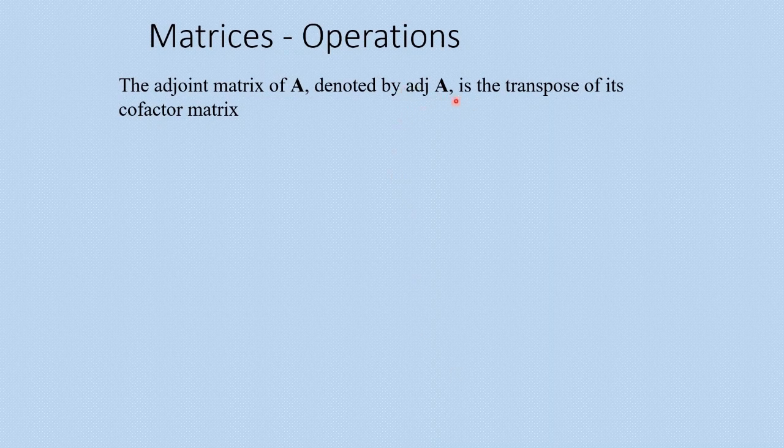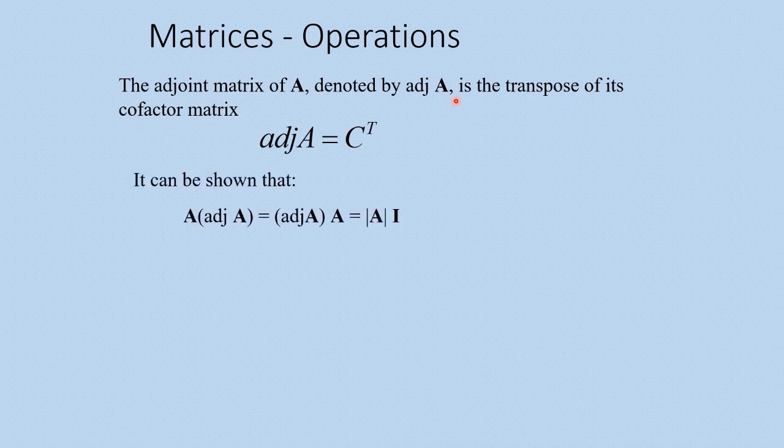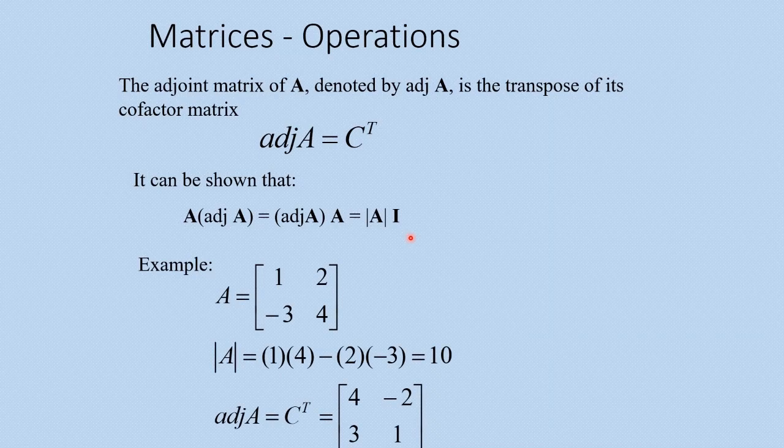Adjoint matrix of A, denoted by adj A, is the transpose of its cofactor matrix. adj A is equal to C transpose. It can be shown that A times adjoint matrix A is equal to adjoint matrix A times A, which is equal to determinant A times I, where I is the unit or identity matrix.